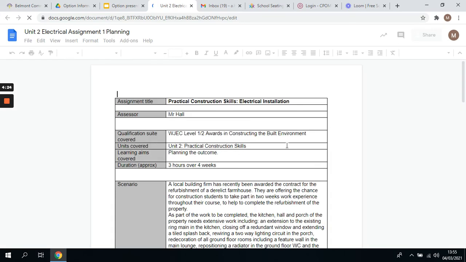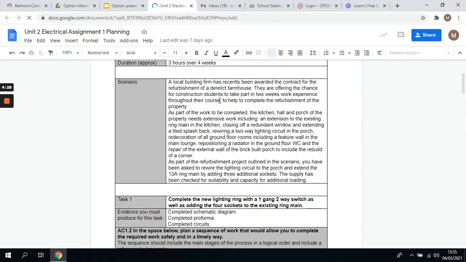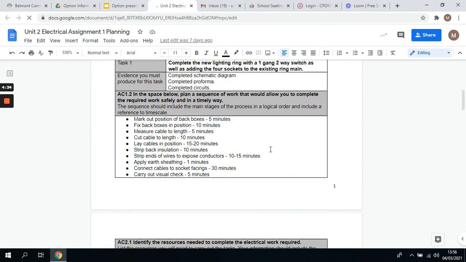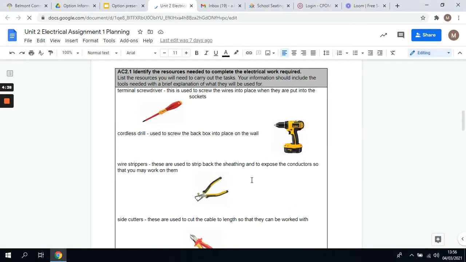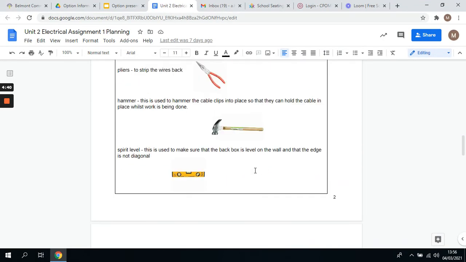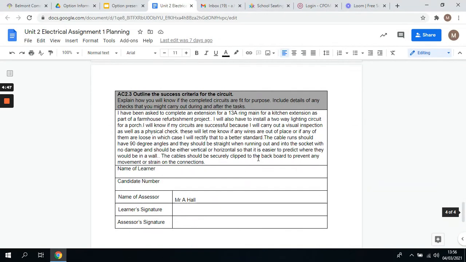You can see that at the top there is what's called the scenario. It's explaining what the project is all about and what you're asked to do. And then it goes through and we plan the stages, we identify the tools required and explain what they're used for. We work out how much the project is going to cost, and then we create what's called the success criteria. So what is it we're being asked to do, and how will we know that it's correct?